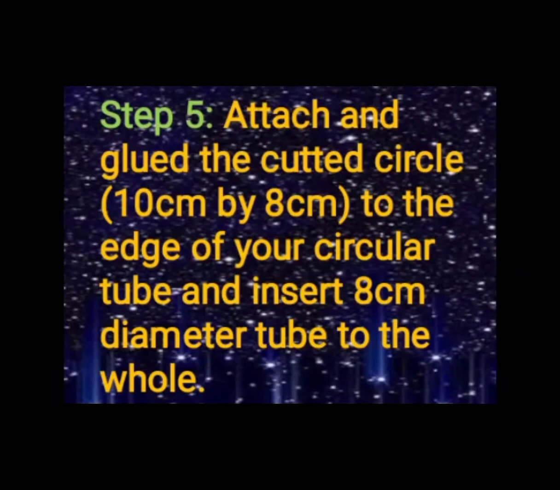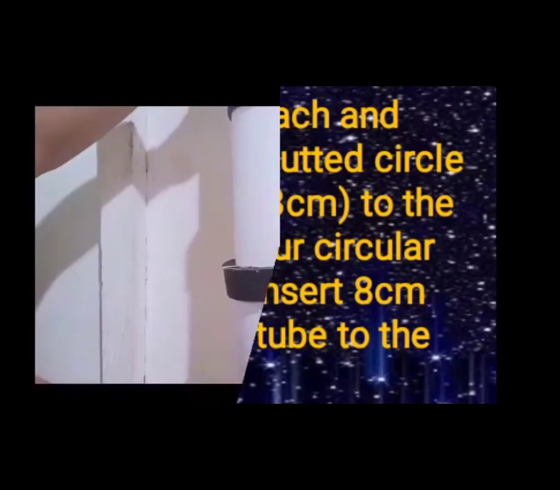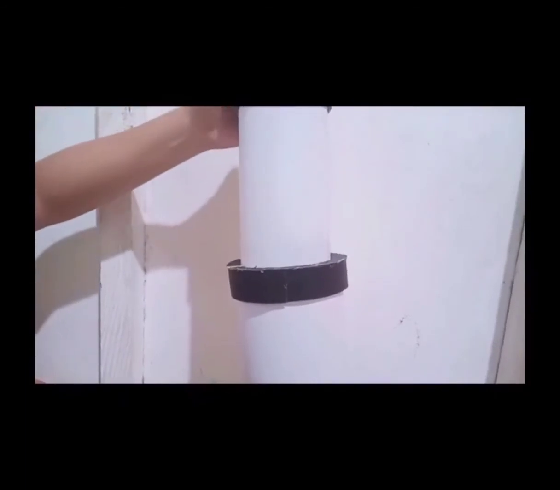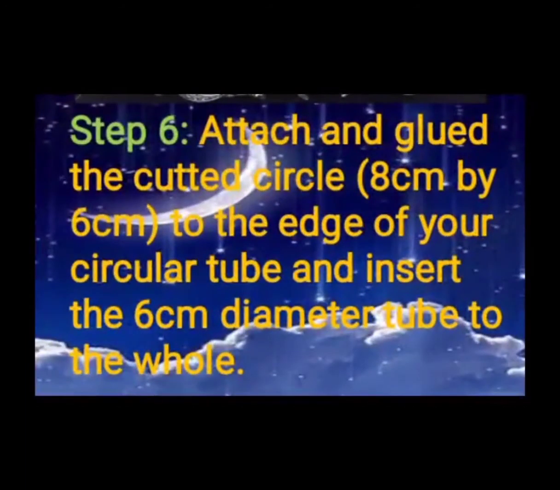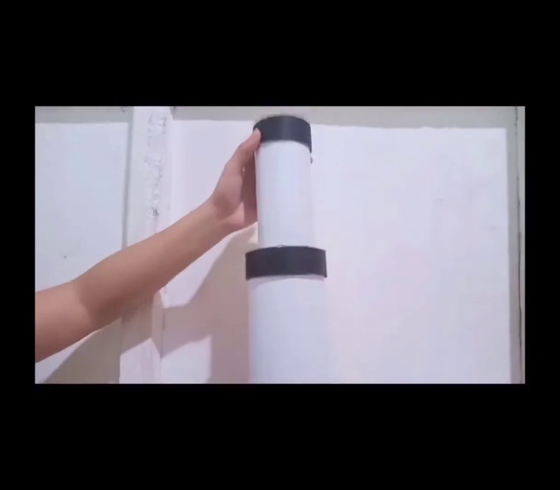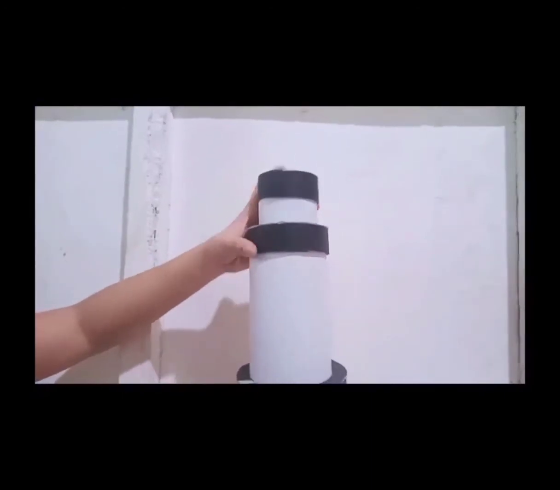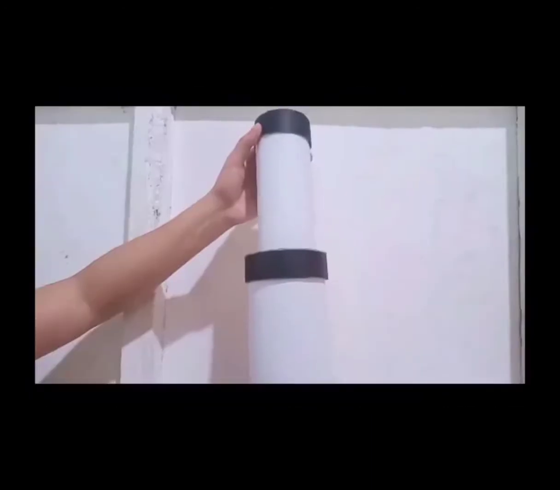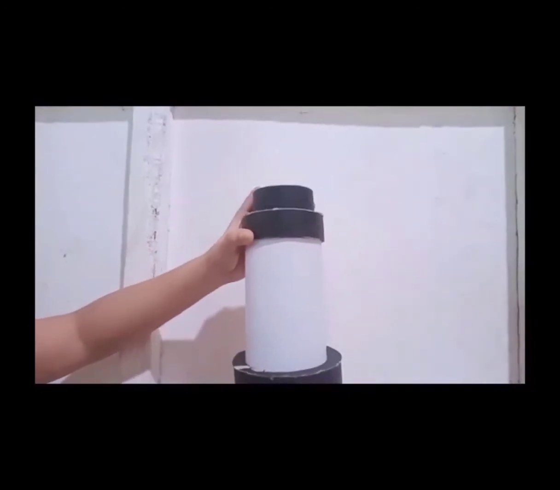Step 5. Attach and glue the cut circle 10 cm by 8 cm to the edge of your circular tube and insert the 8 cm diameter tube into the hole. Step 6. Attach and glue the cut circle 8 cm by 6 cm to the edge of your circular tube and insert the 6 cm diameter tube into the hole. Step 7. Make sure to adjust each tube to check if it really fits or not. This will be the result.